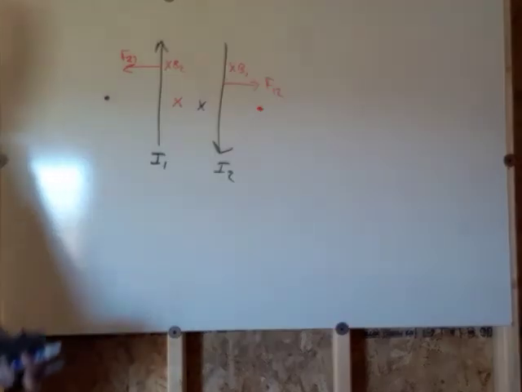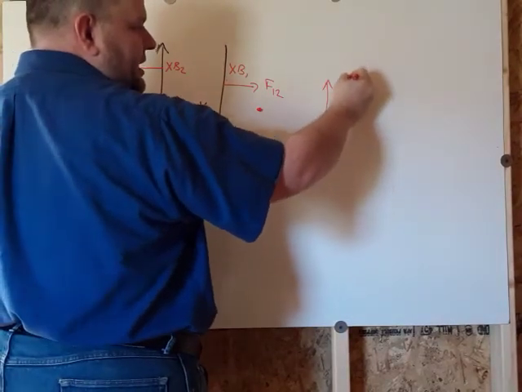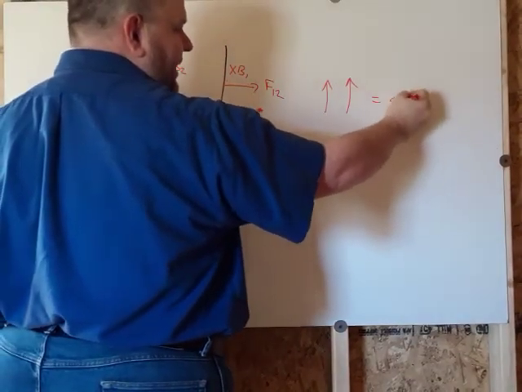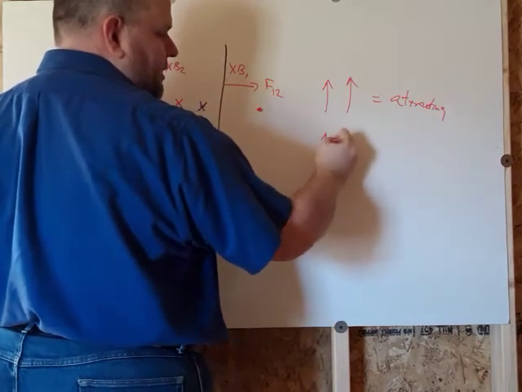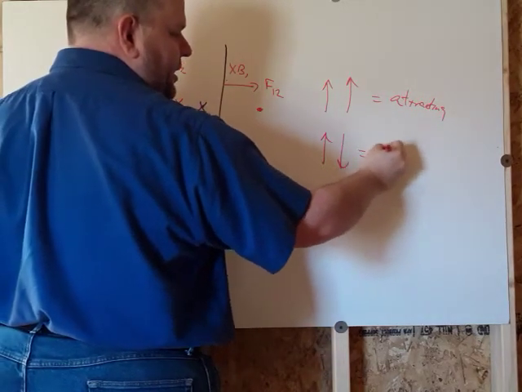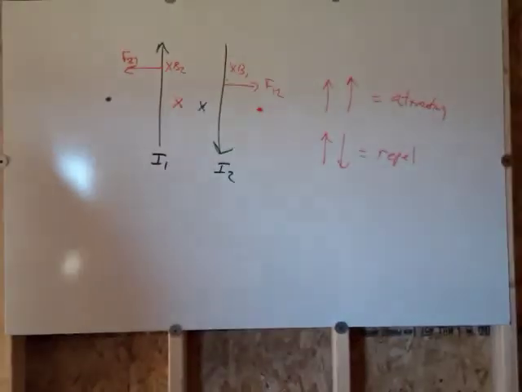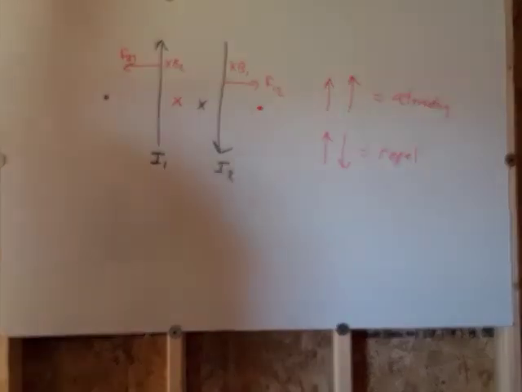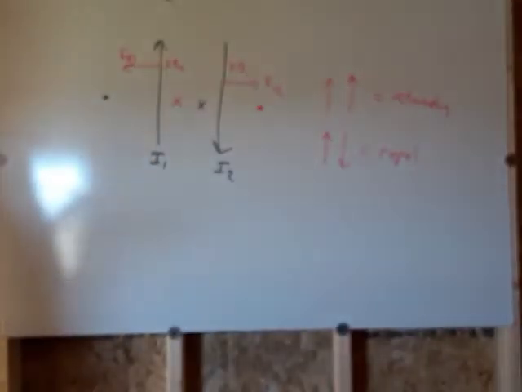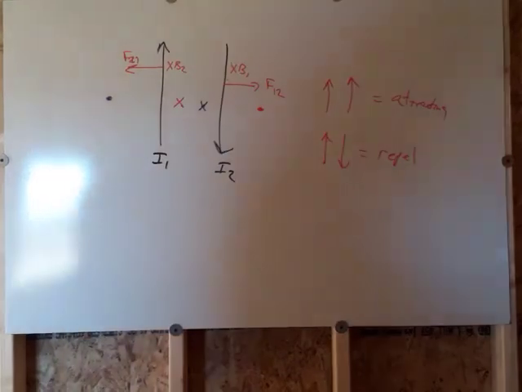And that gives us a rule of thumb. If our currents are in the same direction, they attract. If our currents are in opposite directions, they repel. I guess that's kind of a rule. Currents act kind of like charges for magnetic fields. They aren't, because there's some other stuff going on, but this will do for us.